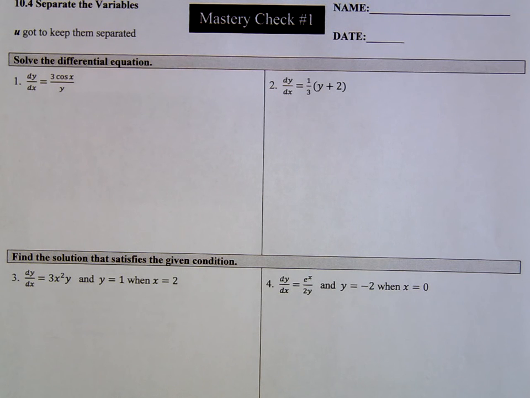It's called separation of variables sometimes. You got to separate them. You got to keep them separated. X is on one side, Y is on the other. And so that's really the big kind of thing with this.